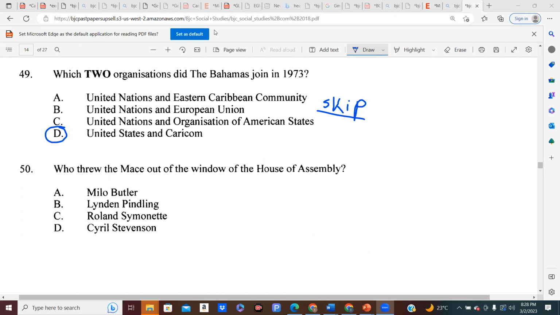Lanaya, way to go to be different. You chose A. Why did you choose A? Because Mr. Petit, that's what Milo Butler is known for. That's the only reason why Milo Butler is so important, because that's what he did. He threw the mace out the window. Okay, you sure it was the mace that he threw?